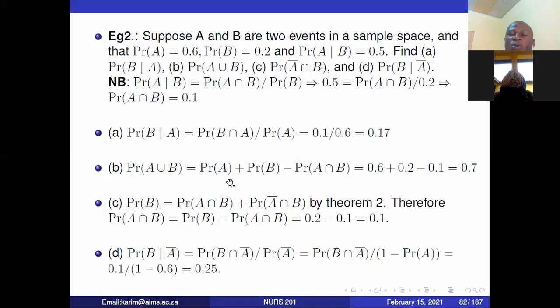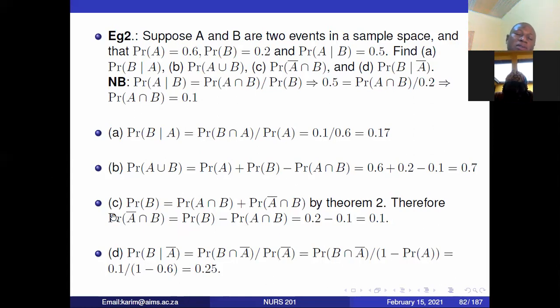We know the value of probability of A, which is 0.6, so we substitute it. We know the value for probability of B, which is 0.2, we substitute that. And we know the intersection to be equal to 0.1, so we substitute that. And if we solve that, we are going to get 0.7, that is 70%. So the probability of either event A or event B occurring is 70%. High chance of any of the events to occur.